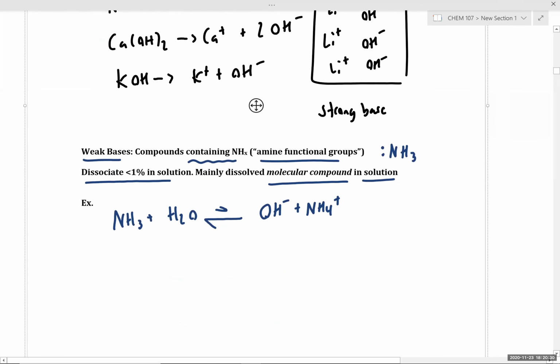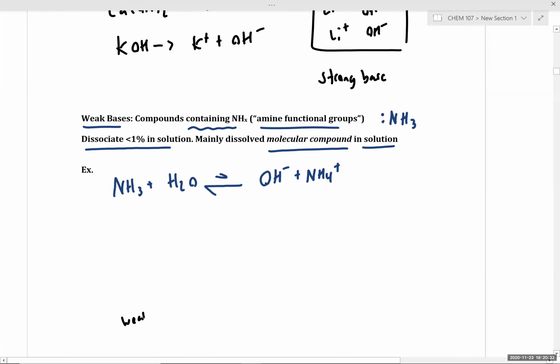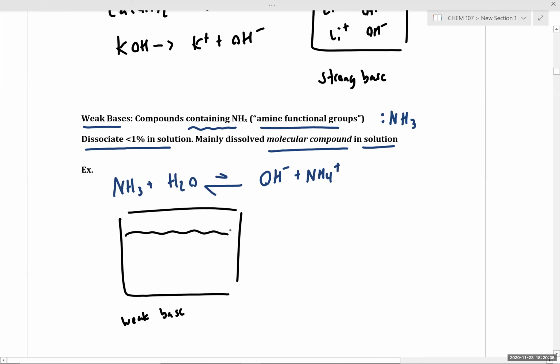If we compare that to a weak base, and we look at the same fish tank view, we're going to see mainly molecular ammonia in solution. And we'll see very little hydroxide and ammonium ion.